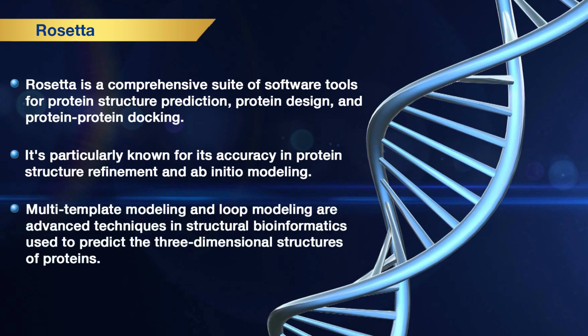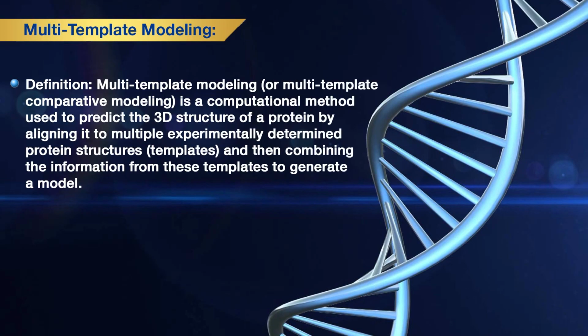Another type of approach is multiple template modeling and loop modeling, which are advanced techniques in structural bioinformatics used to predict the three-dimensional structures of proteins. So, now let us briefly introduce each one of them. The very first one in this lecture series we will be talking about is multiple template modeling. So, let us see the definition. What is multiple template modeling?